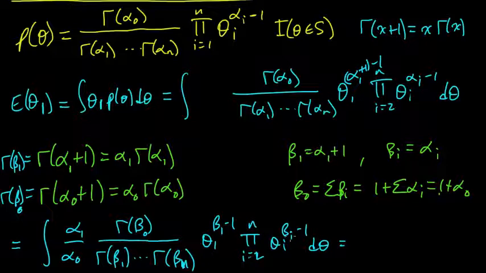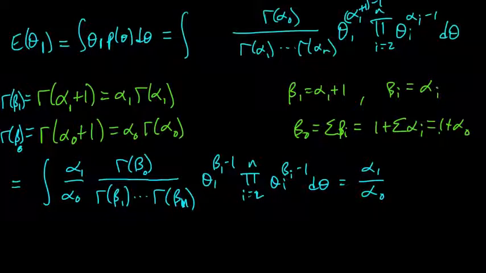And this is just exactly the density of a Dirichlet with parameter beta. That's this part. So we can pull this out, this is just a constant, it doesn't depend on theta. And since any density function has to integrate to 1, all of this stuff just becomes 1. So the integral just makes all of this 1, and this is our answer, alpha 1 over alpha 0.